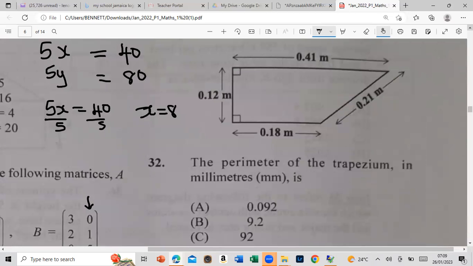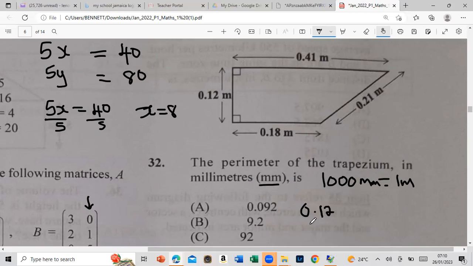Alright, so it says the perimeter of the trapezium in millimeters is, and this can be a bit tricky, guys. Notice it's a different unit. They give meters, and then they ask for millimeters. So what we know, you guys should know this too, 1000 millimeters equals 1 meter. You can Google it right now. Let us add up these first, and then we'll times by 1000. So it's 0.12.